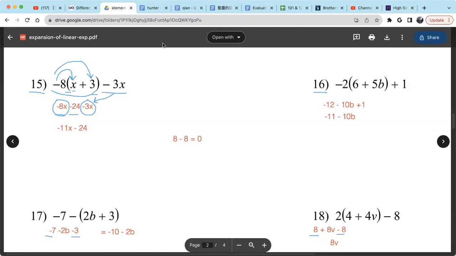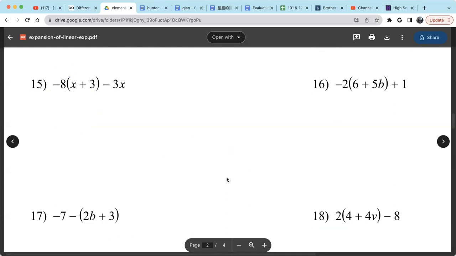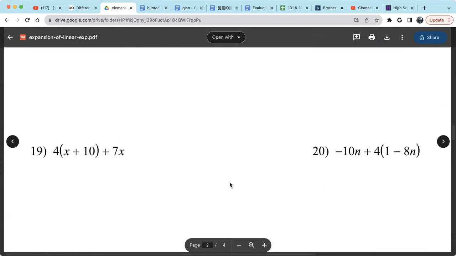8 and negative 8 has a name. So 8 and negative 8 are additive inverse. What does it mean? That means they add to 0. The two numbers add to 0 means they're additive inverse. Mathematical language. Okay. Gradually, we need to get familiar with mathematical language.